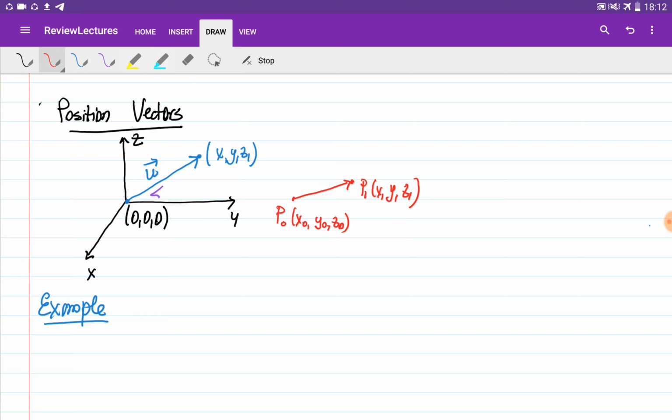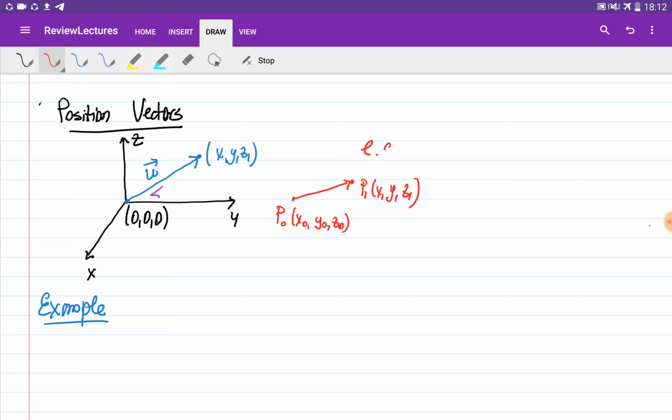So usually the vectors are defined with the 2 points. They are called the starting point of the vector and the ending point of the vector. But there are special vectors which always start from the origin. So this kind of vectors are called the position vectors. So the position vector is a vector which starts from the origin.